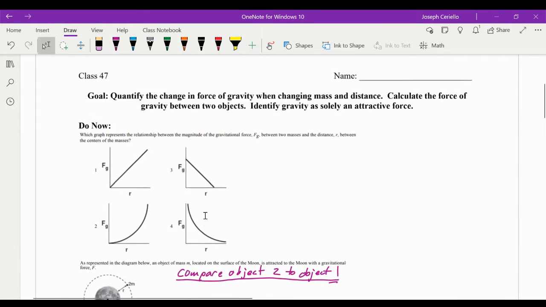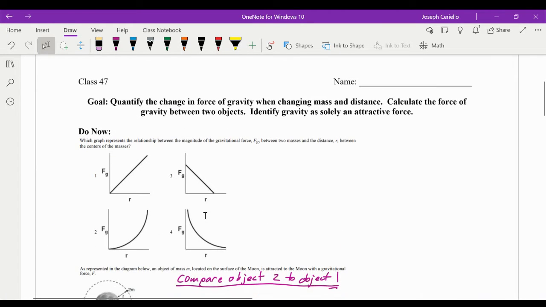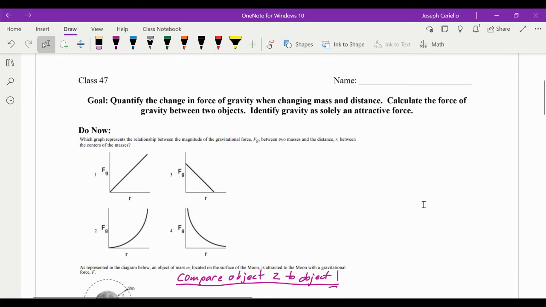Hey folks, we're in class number 47. Our goal is to quantify the change in force of gravity when changing mass and distance. And we want to calculate the force of gravity between two objects and identify gravity as solely an attractive force.